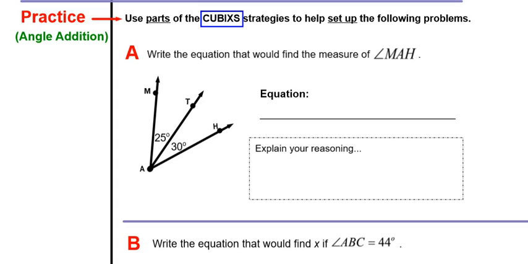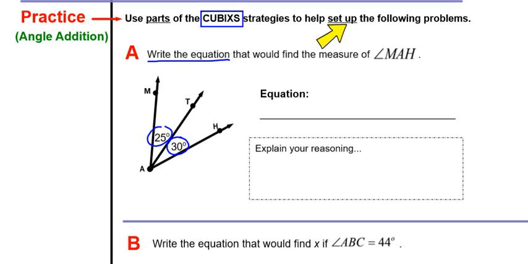For these problems, they are asking us to use parts of the cubic strategy to help set up the following problems. So notice here that we are only setting up, we do not have to solve them. So in the picture, we don't have a lot of words in our description. For this problem, we just have the diagram. Circling the 2 numbers, underlining the question, it says write an equation. That's what we have to do. Boxing up the important words, we don't really have any of those.